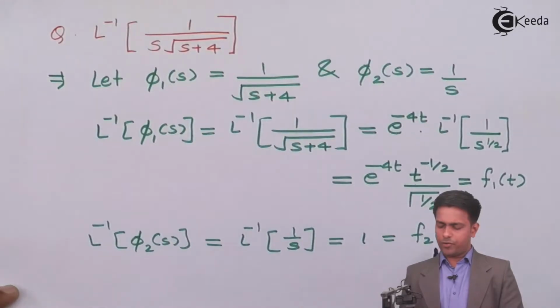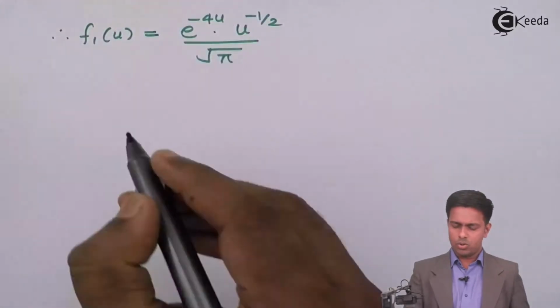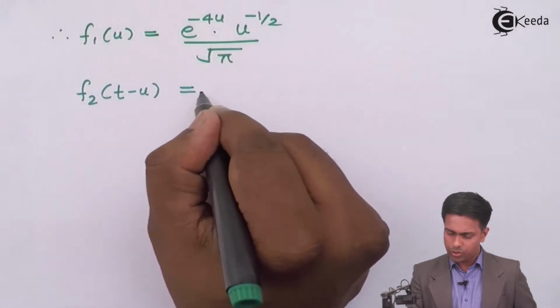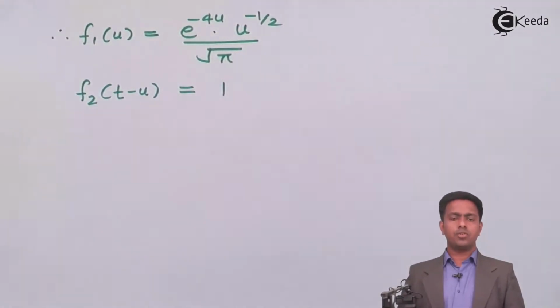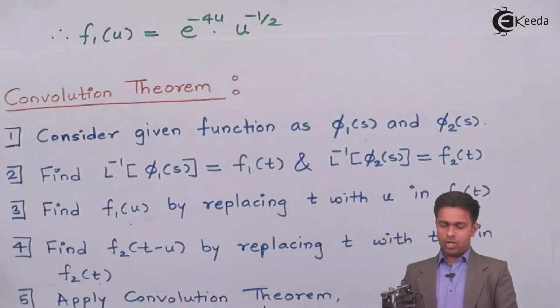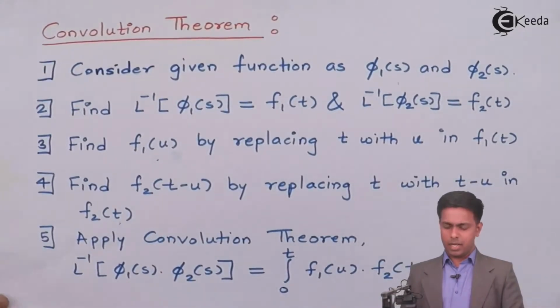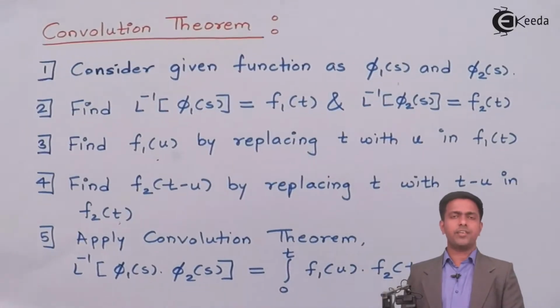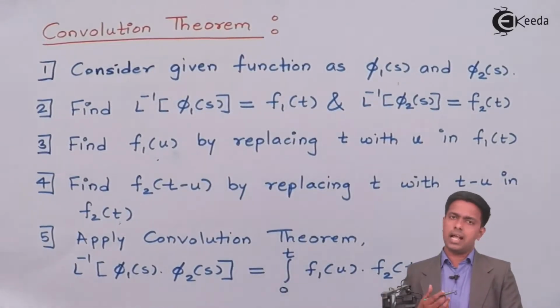Next, let's find f2 of t minus u. But in this function there is no t, so its answer is going to be 1 only. Therefore f2 of t minus u is equal to 1. So I got both the values. Now we are going to apply the last step, that is, apply the convolution theorem, put these two values here, multiply, integrate over 0 to t and get the answer.